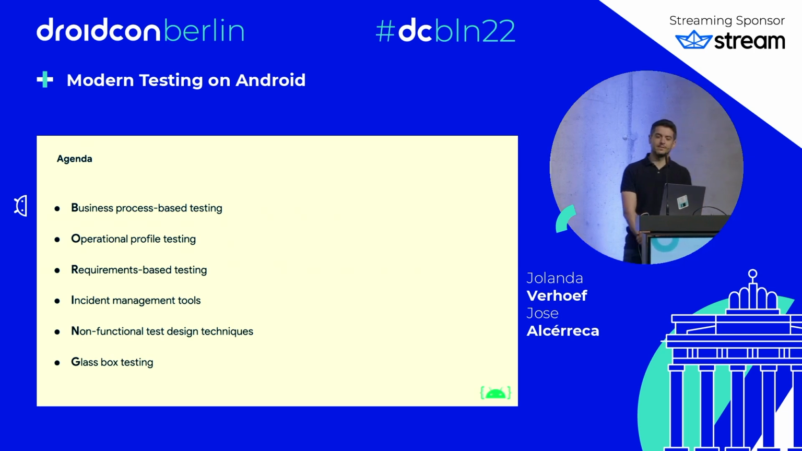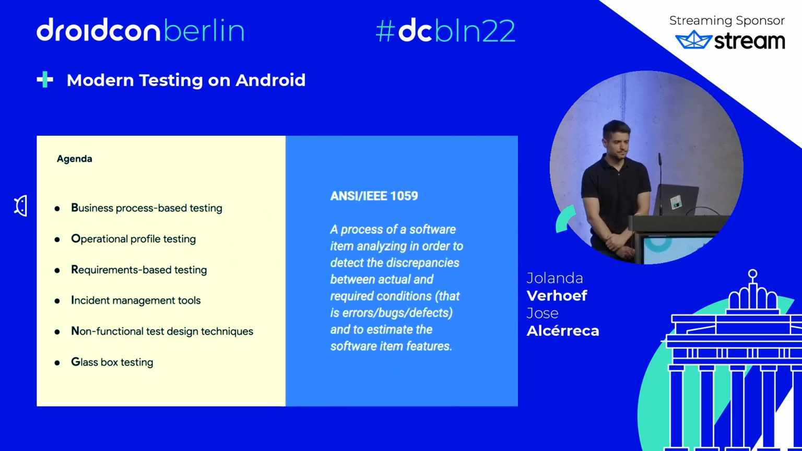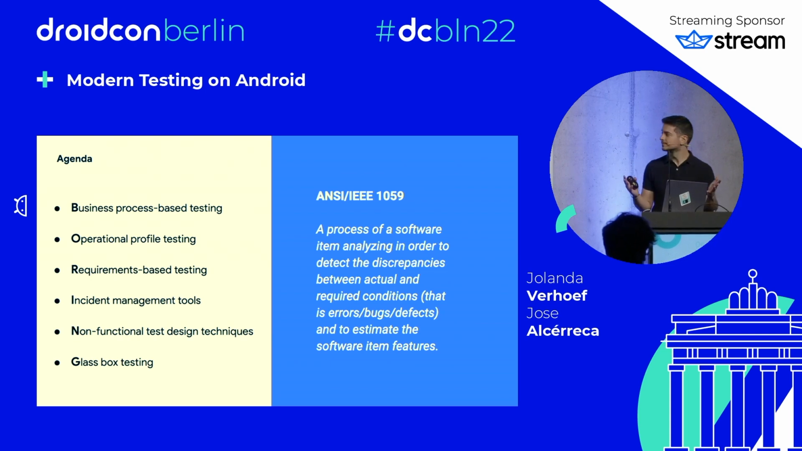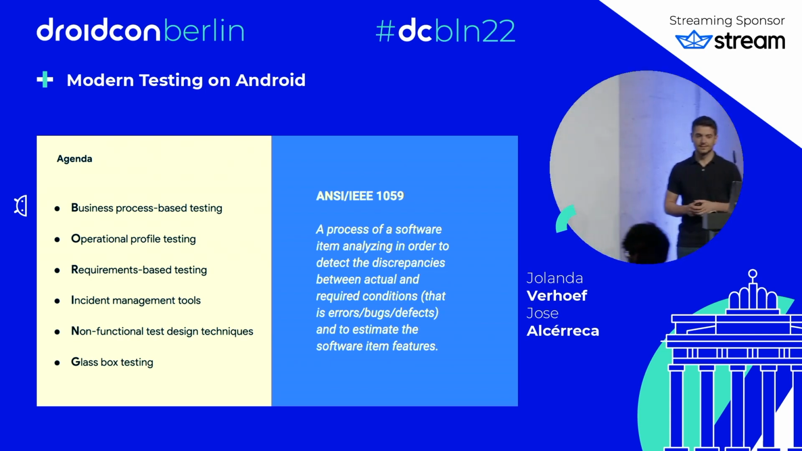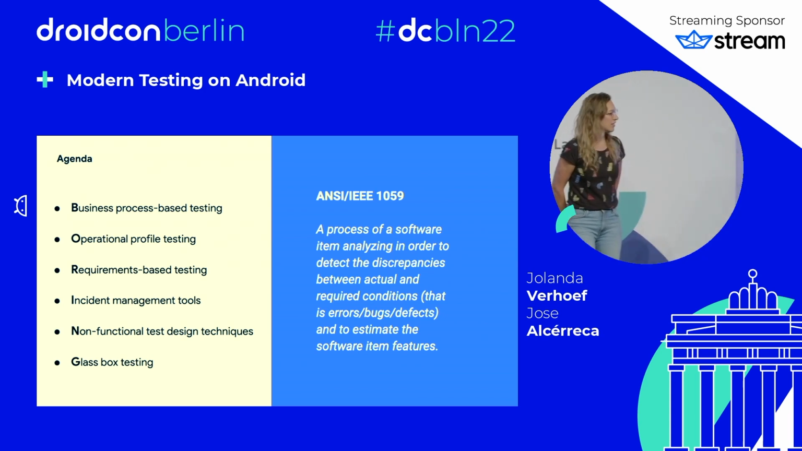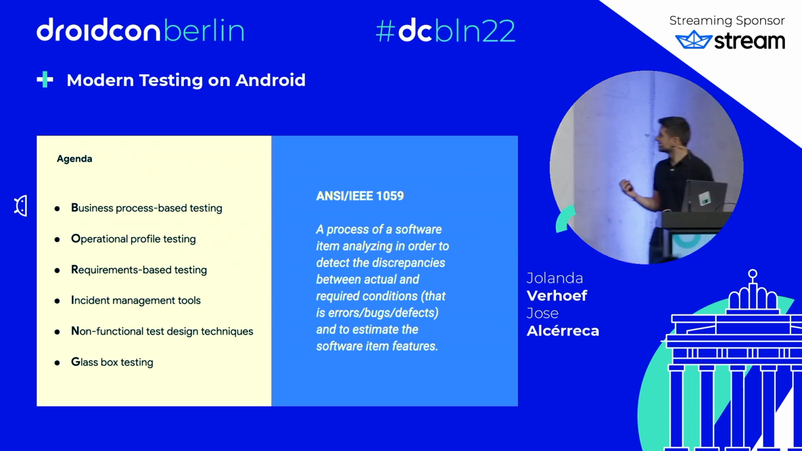But before we dive in, we need a good definition. As per IEEE 1059, testing in software engineering. What? I'm kind of in the middle of something, Jolanda. This is the most boring agenda I've ever seen. But developers need to find cost-effective solutions.